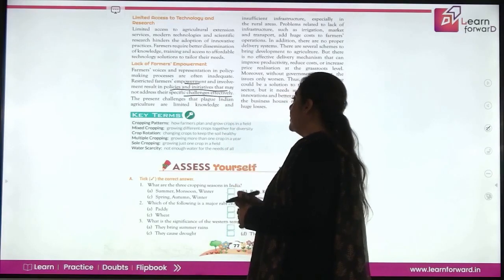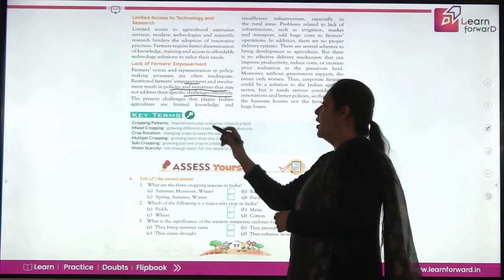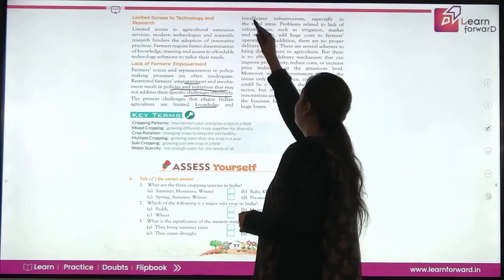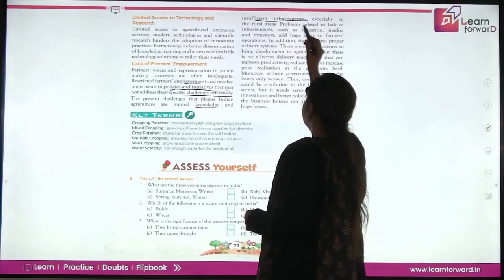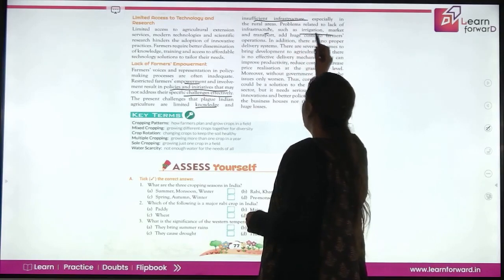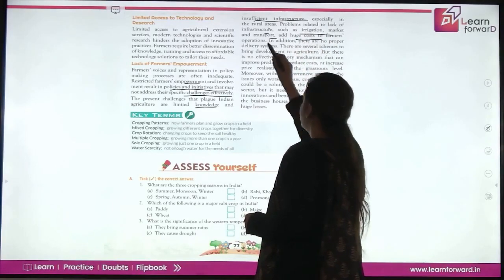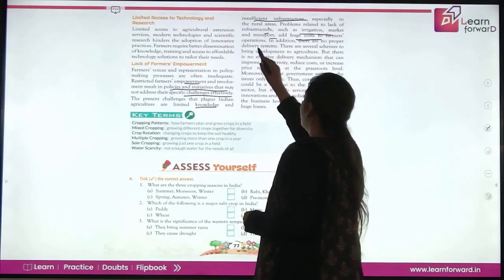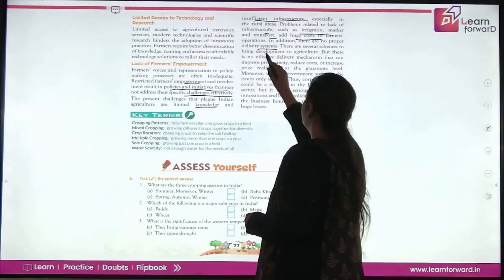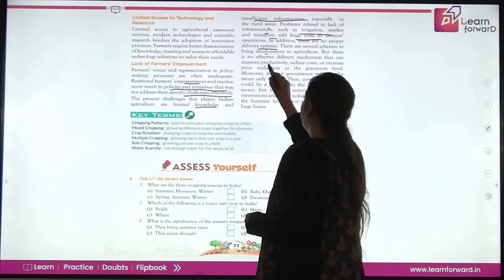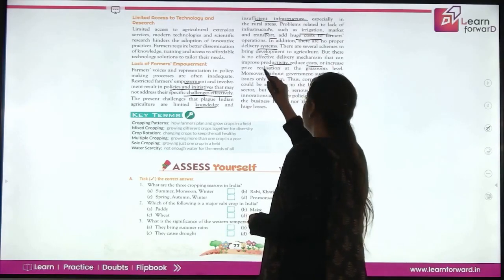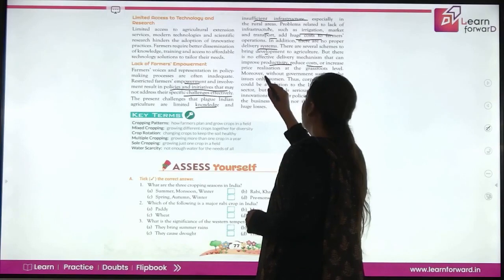The present challenges that plague Indian agriculture are limited knowledge and insufficient infrastructure, especially in rural areas. Problems related to lack of infrastructure such as irrigation, market, and transport add huge cost to farmers' operation. In addition, there is no proper delivery system. There are several schemes to bring development to agriculture, but there is no effective delivery mechanism that can improve productivity, reduce cost, or increase price realization at the grassroots level. Moreover, without government support, the issues only worsen.